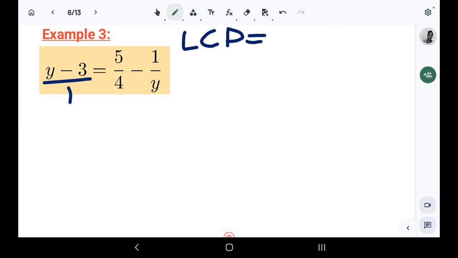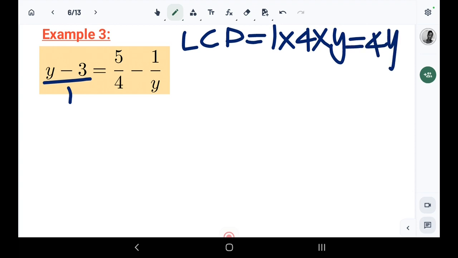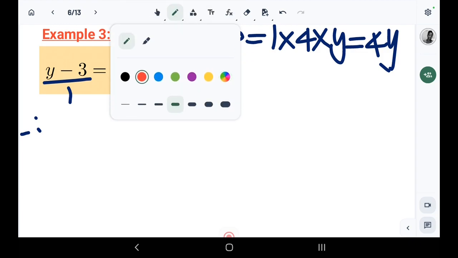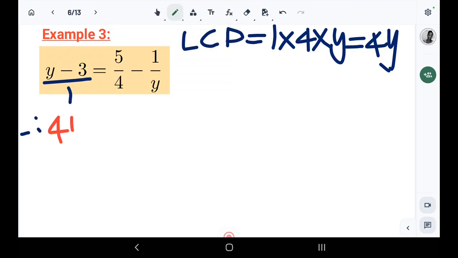Because you've got numbers and variables all as denominators, you just multiply all of them together. So you go 1 times 4 times y, and that will give you 4y. That is your lowest common denominator. Now you multiply each and every one of these fractions by your lowest common denominator. The lowest common denominator is 4y. Okay, you're going to multiply that.